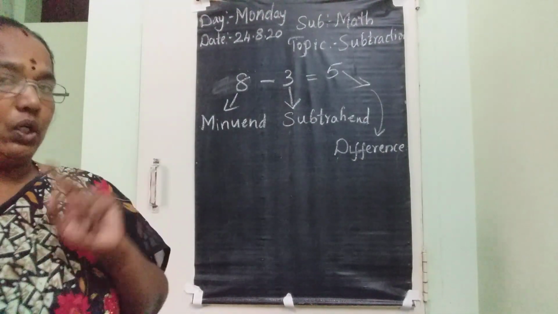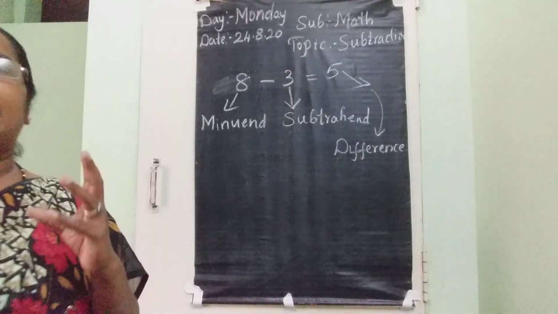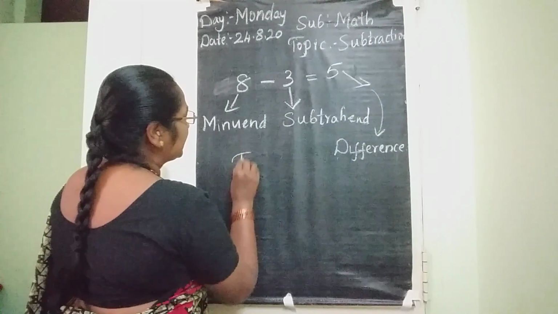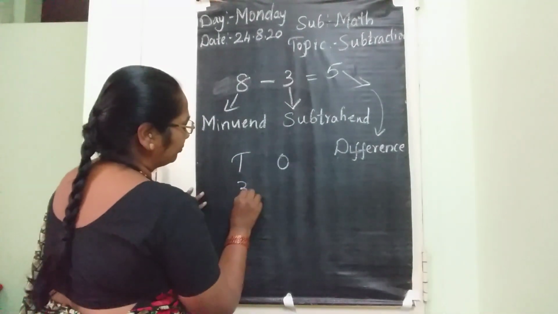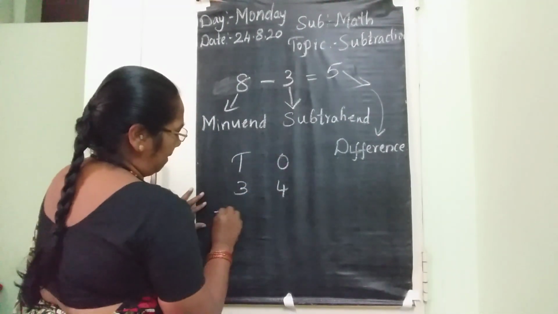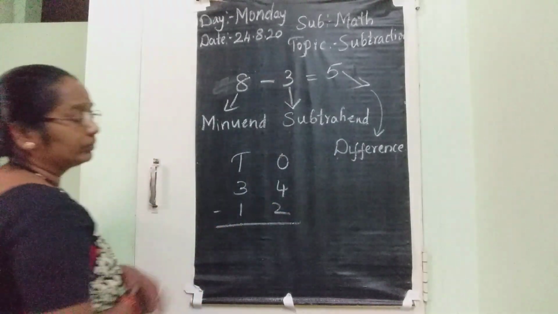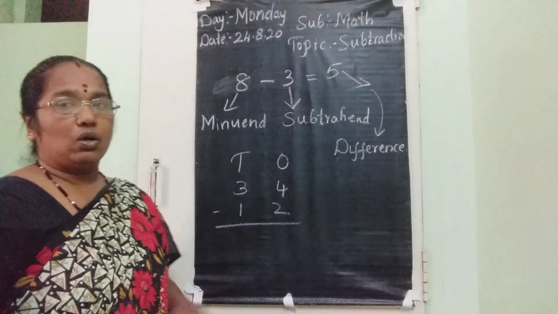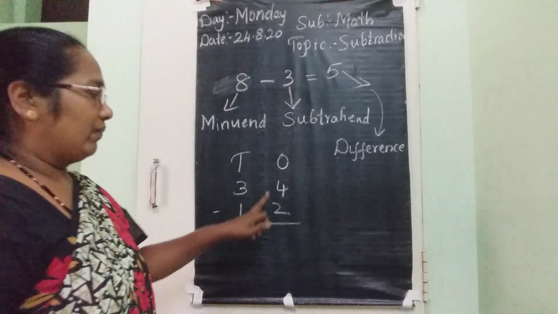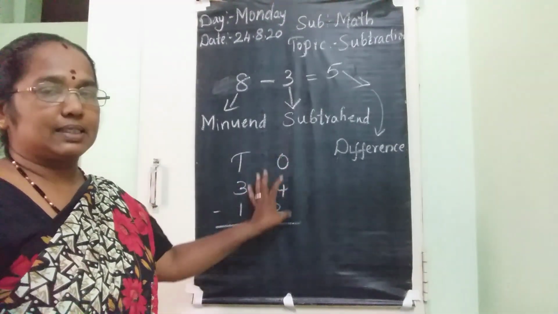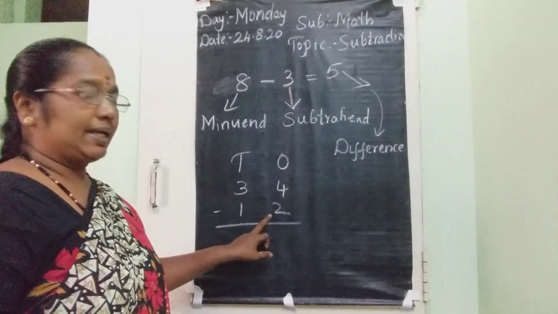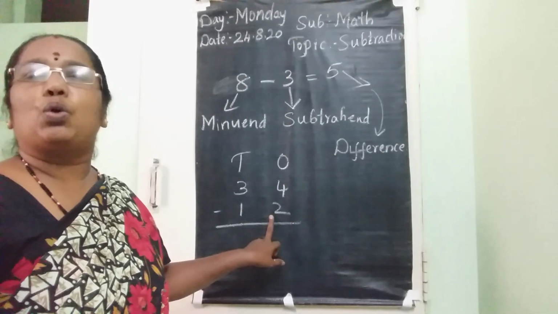Now we will see 2-digit numbers. We will minus 2-digit numbers. How to minus? This is tens and ones. Now, 34 minus 12. How do you minus here? First we will minus the ones place. 4 minus 2. 4 minus 2 is what?